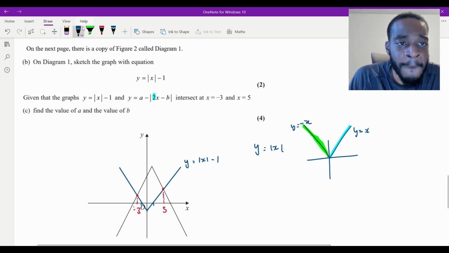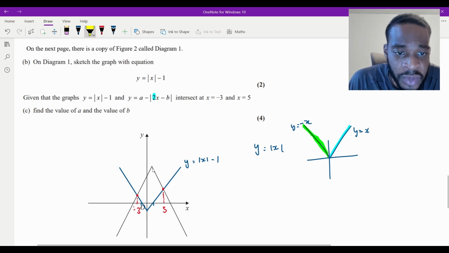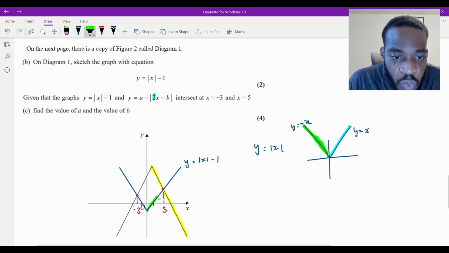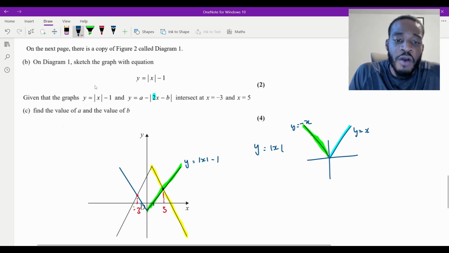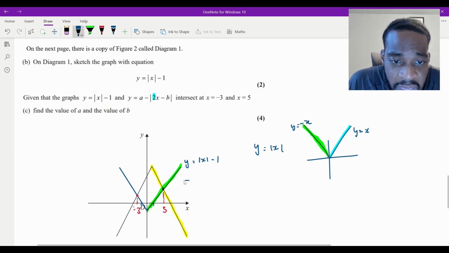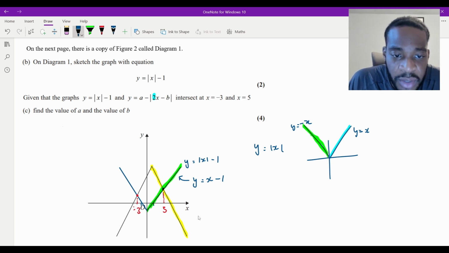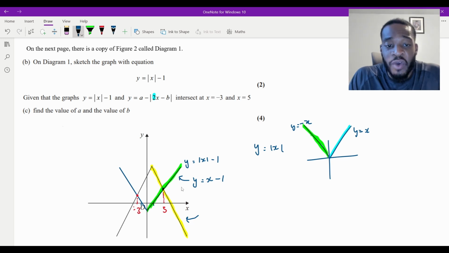So for example, if I look at the right-hand side, the point of intersection where x is 5, right? Well, I have this line going down like that, and I've got this one going up. So what are the actual equations of each of these lines? Well, the green one, right, is the modulus of x minus 1. Well, the graph is going up. So this graph right here is actually y is equal to x minus 1, isn't it? Because the gradient is positive, it's 1, right?